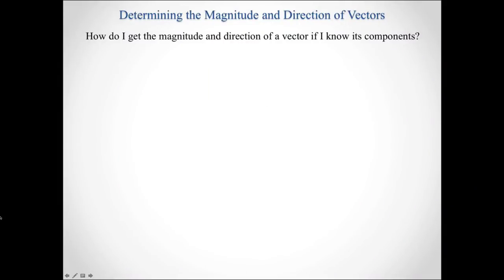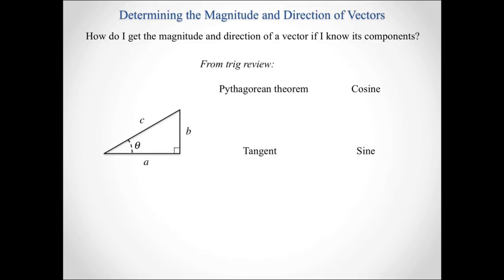Okay, so we've talked about how to take a vector when we've been given its magnitude and direction and use that information to figure out its components. In some sense, what we want to do now is go in the opposite direction. So if we know the components of a vector, how can we use that information to get magnitude and direction? Just to set this up, I want to come back to what we know about right triangles from our review of trigonometry.